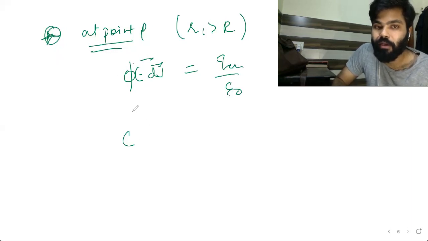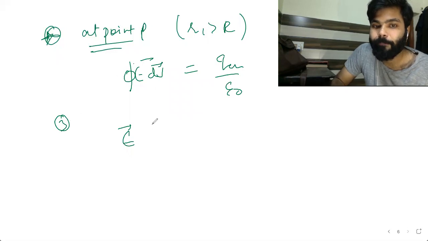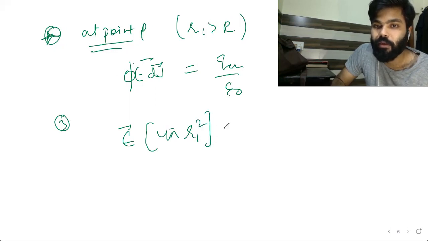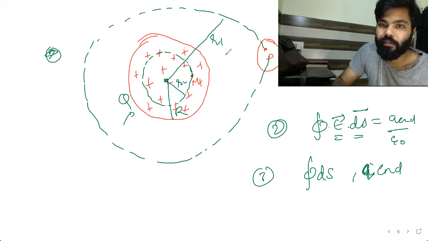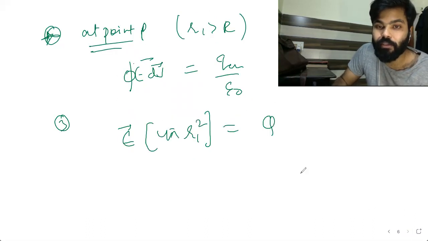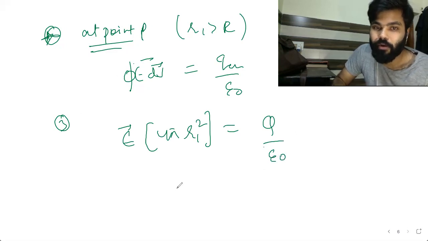E can be carried outside the integration, and for the third step, the value of the integral of ds is 4 pi a square, where a means radius. Here the radius is R1, so 4 pi R1 square. And Q enclosed by it is Q. The big sphere of radius R1 is enclosing the whole charge, that is Q. So Q enclosed by it is Q, and epsilon naught as it is.